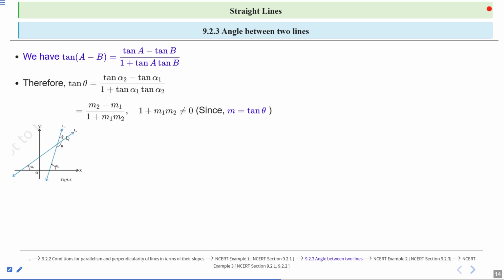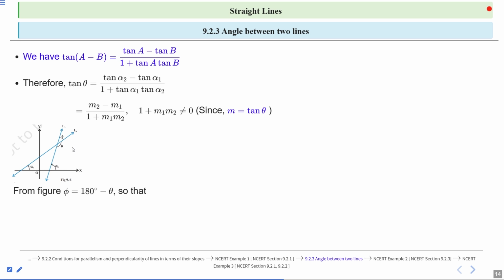So see this figure. Here are the lines L1 and L2, intersecting at some point, and theta and phi are the adjacent angles between L1 and L2, and alpha 1, alpha 2 are the inclinations of the lines L1 and L2. From the figure, we obtain that phi is equal to 180 degrees minus theta. Theta and phi are adjacent angles, so phi is 180 degrees minus theta.